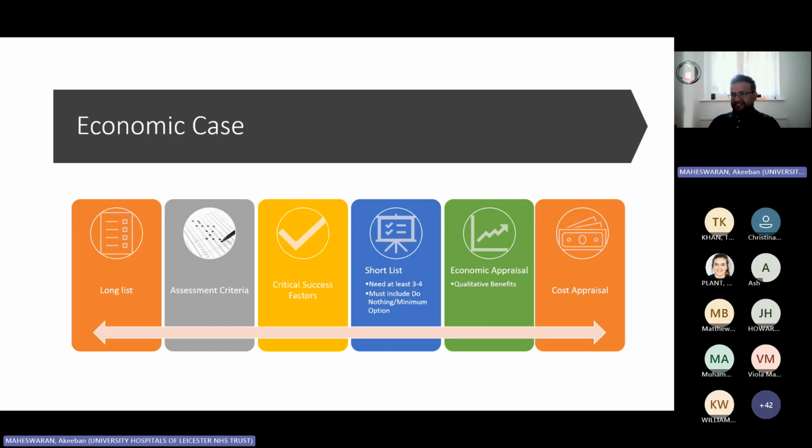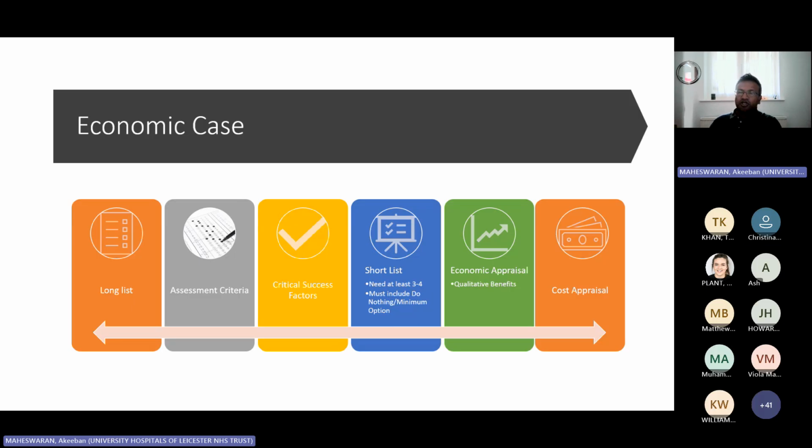So, the economic case. When you're writing your business case, you are, if not the expert, one of the people who know a lot about your area. You know what will work and what won't work. There will be things that you dismiss out of hand because you know it's a non-starter. However, the people reading your business cases may not know that. They may not be clinical. They may think of something that's really obvious, but you'd dismiss it as a non-starter.